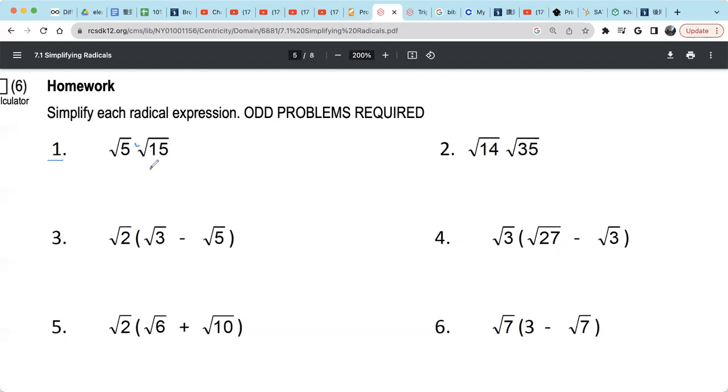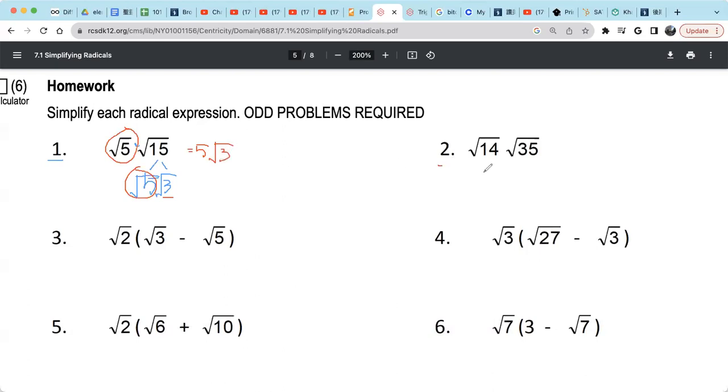And the 15, we know we can split it into 5 and 3. So the square root of 15 is the square root of 5 times the square root of 3. Those two square root of 5s, square root of 5 times square root of 5, just become 5. Then under the radical sign, we have 3. So that becomes 5 radical 3.